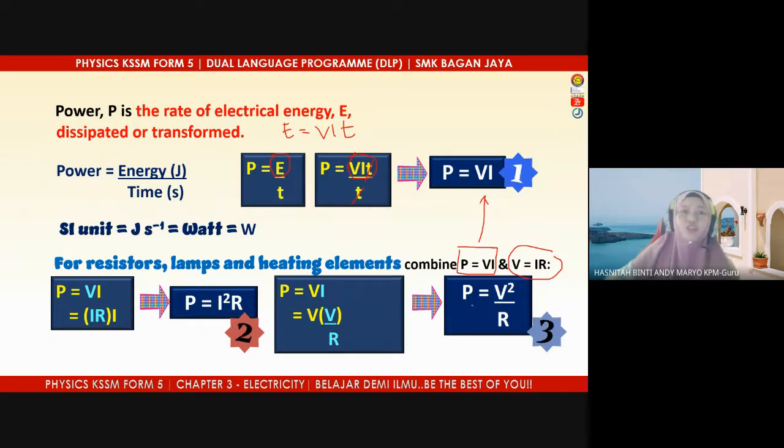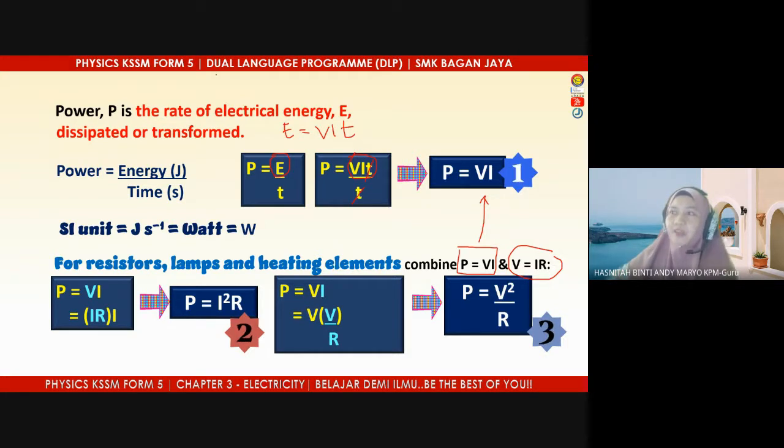So when to use which one? Should we use formula 1, formula 2, or formula 3? It depends on what information you are given in the question. So you have 3 options to determine power.